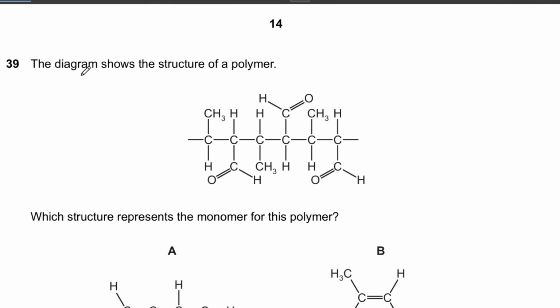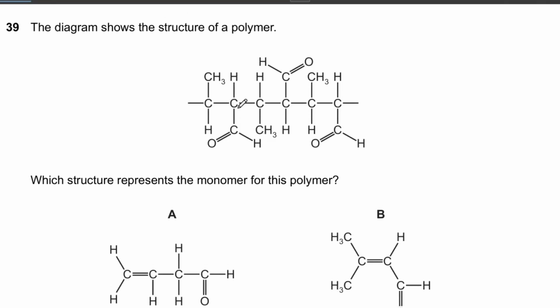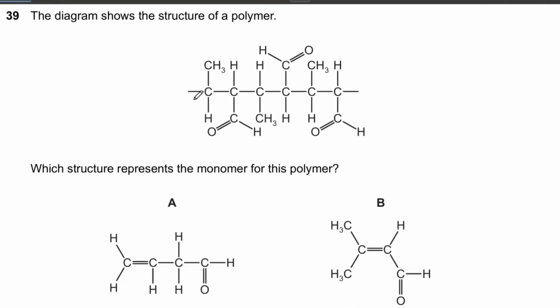Question 39. The diagram shows the structure of a polymer. This is the structure of the polymer. Which structure represents the monomer for this polymer? Remember that this is addition polymerization. And in addition polymerization, it is the same monomer that is being repeated. It takes place in alkenes, where the double bond between the two carbon atoms breaks open. That means it's going to be two carbon atoms.